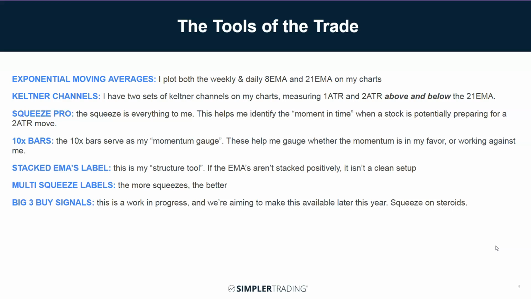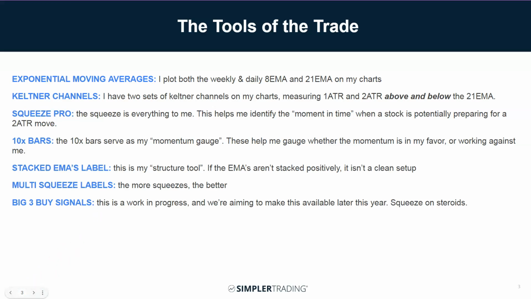But let's get jumping in here, right? Those are the tools of the trade. Some exponential moving averages, some Keltner channels, the Squeeze Pro or the OG, 10x bars, stacked EMAs label, multi-squeeze labels, and the brand new big 3 buy signals.